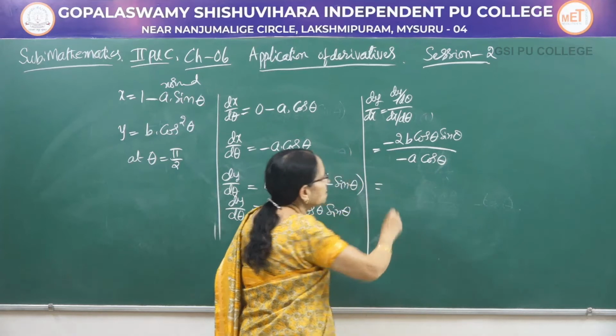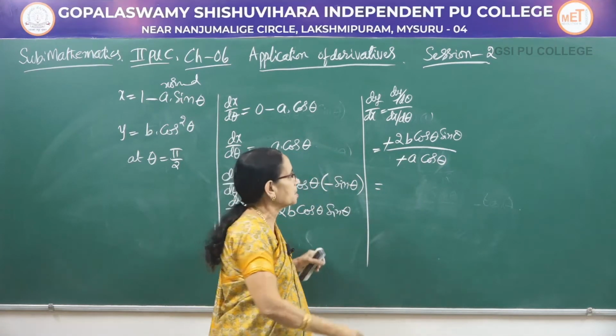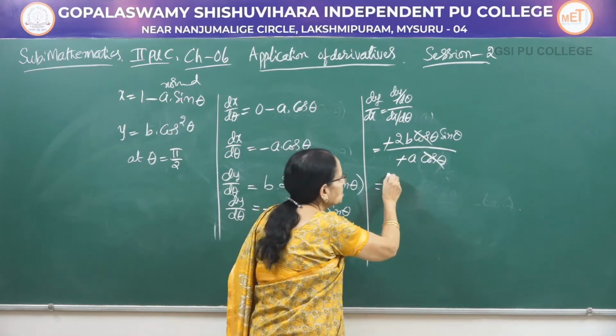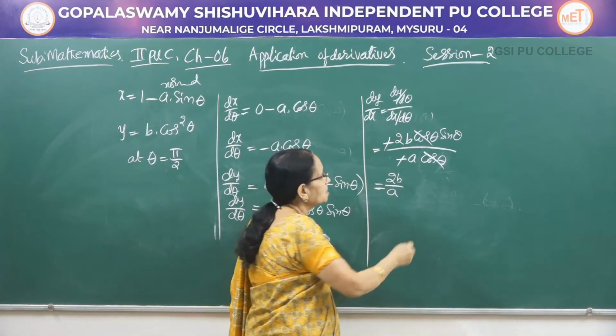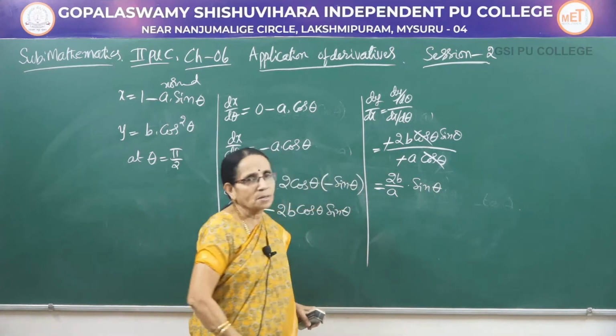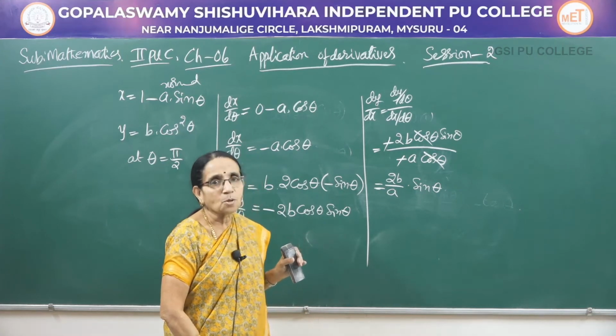Now, let us do the cancellation. First we cancel the minus sign. Then cos theta can also be cancelled. What is remaining? 2b by a being a constant remains as it is, and that is multiplied by sin theta. So dy by dx is here 2b by a into sin theta.